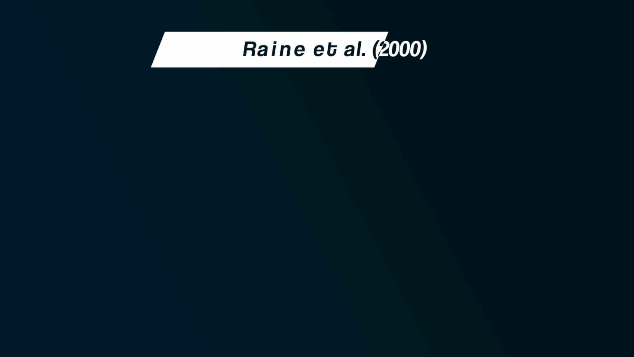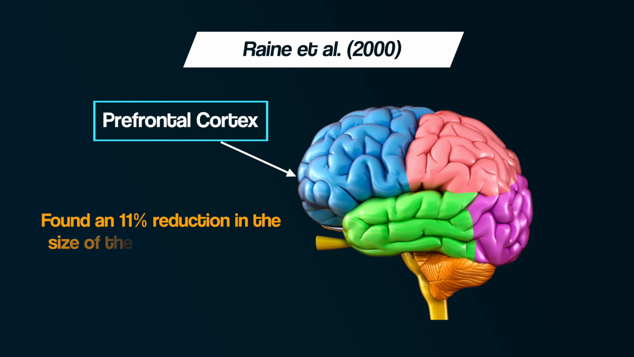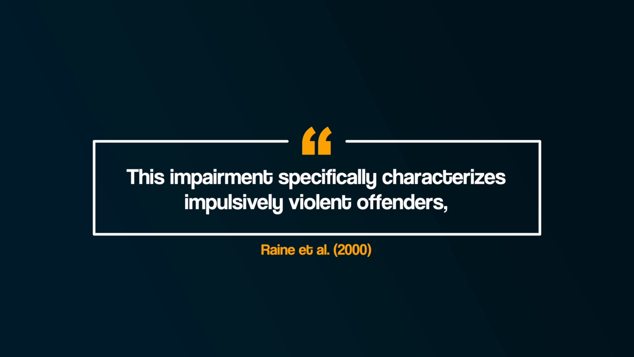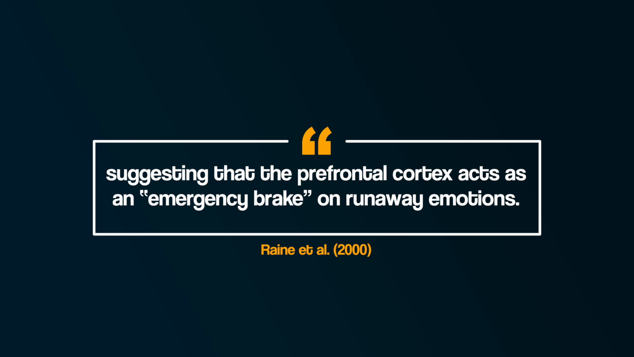These results were very important because it potentially identified parts of the brain that may be behind criminal behaviour. In another study, Raine et al. in 2000 found an 11% reduction in the size of the prefrontal cortex in people with antisocial personality disorder. The researchers suggested that this impairment specifically characterizes impulsively violent offenders, suggesting that the prefrontal cortex acts as an emergency brake on runaway emotions. However, Raine himself has pointed out a few limitations of this research.